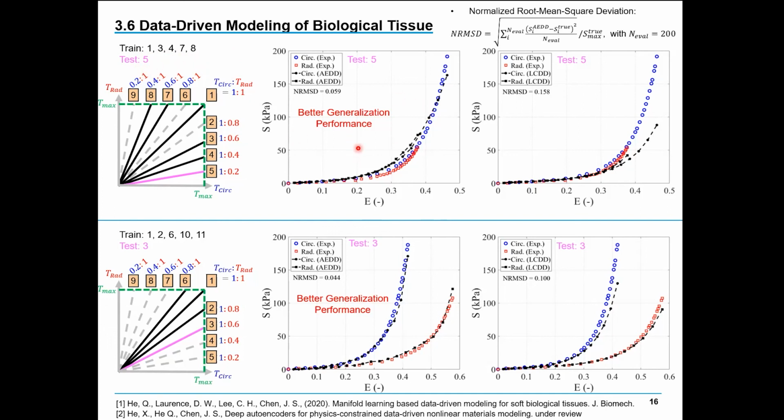The results show that our proposed approach can predict the stress response of the biological tissue pretty well compared with the local convexity data-driven approach. And in the second case, it also yields better generalization performance and higher accuracy. This is because the data search of the proposed approach is based on the low-dimensional embedding space sought by the autoencoder, and this enhances the accuracy and generalization ability.